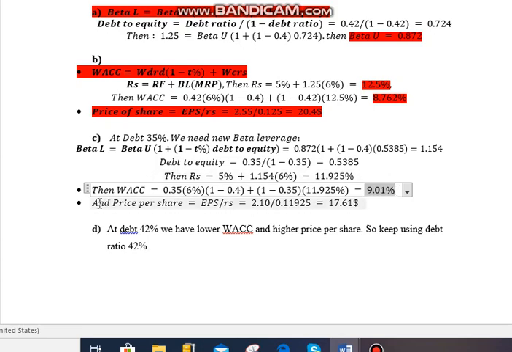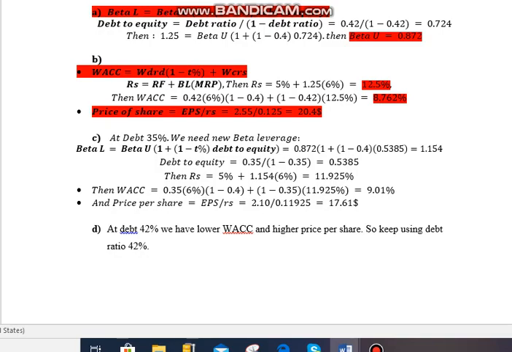And in order to calculate the price per share, it's equal to the earnings per share over the cost of equity. So it's equal to 2.10, which is the earnings per share at debt 35%, over the calculated cost of equity. So it's equal to $17.61.